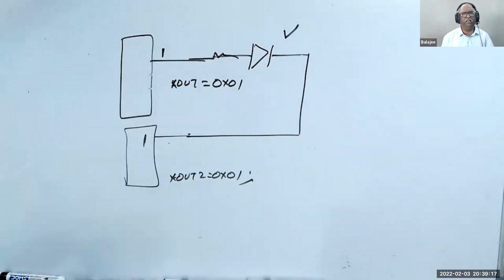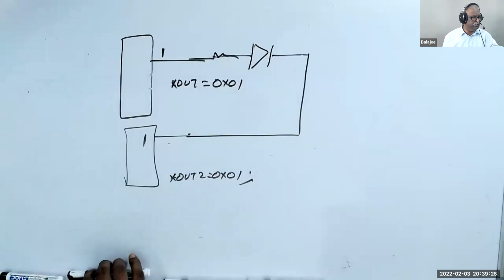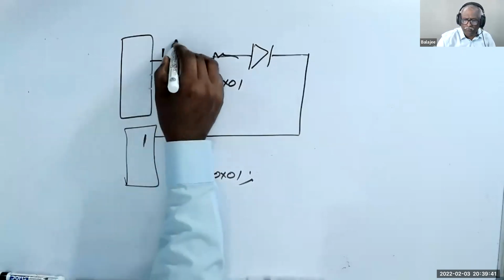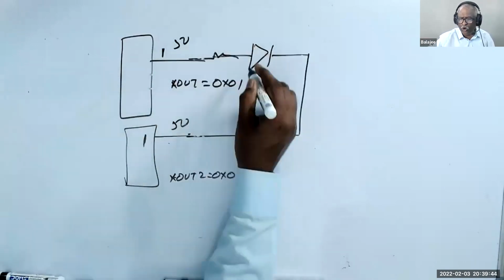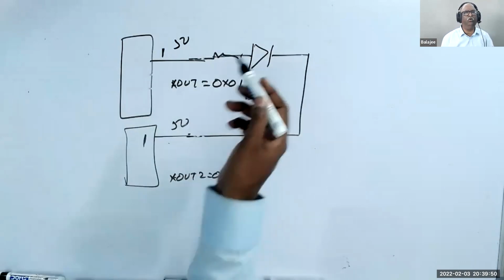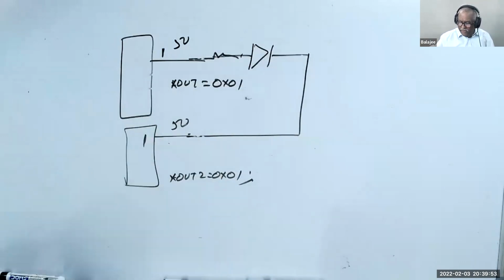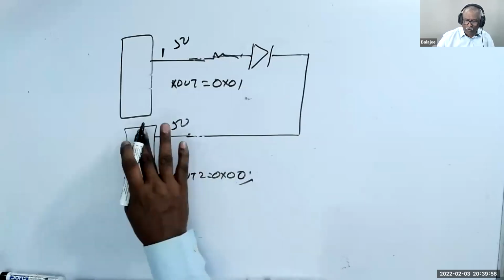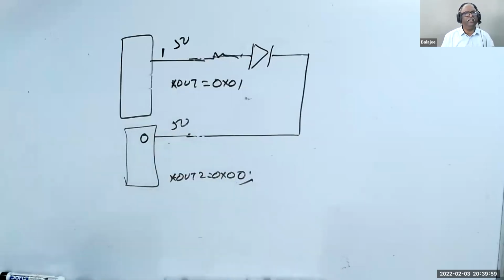Now tell me what will happen. Will the LED glow or not? And tell me the answer why. Now, the LED will not glow because this is 5 volt, this is 5 volt. The potential difference is 0 volt. For the LED to glow, the difference should be 2 volts. Now it is 0 volt, so the LED will not glow. But if I make here 0, the LED will glow. Do you understand now? That is what I am doing now.